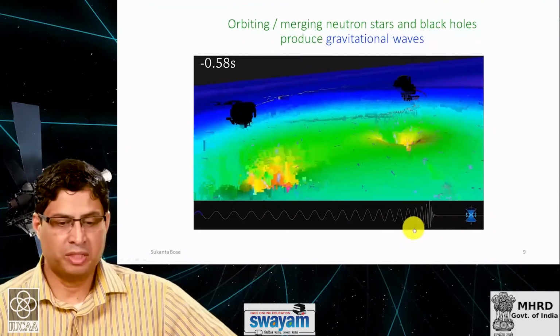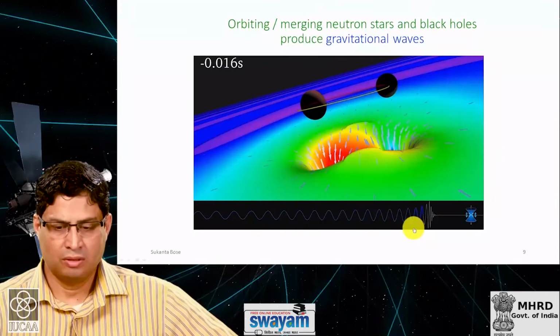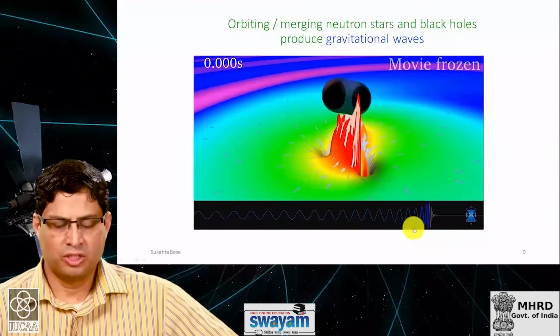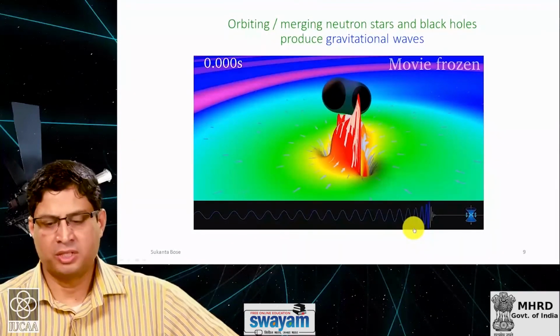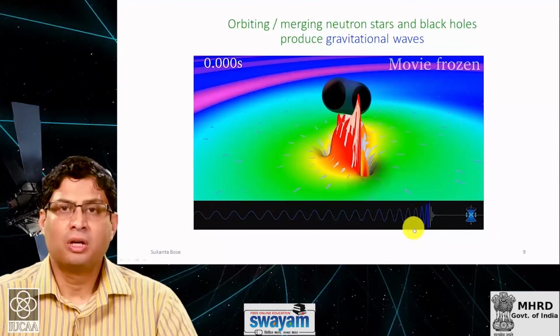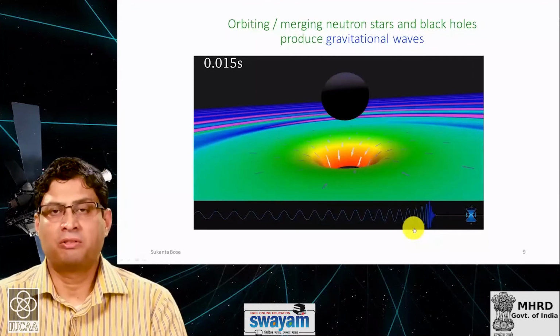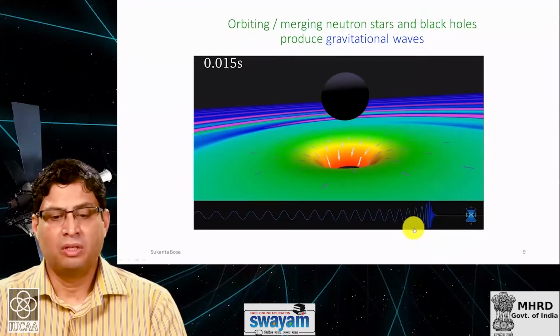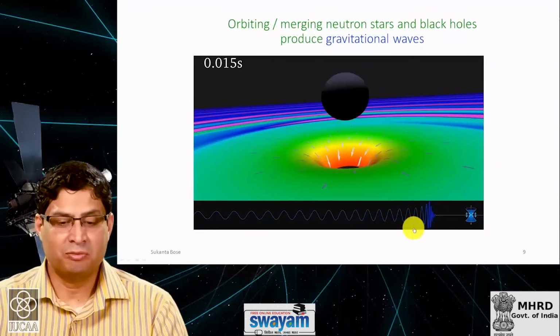So let me wait a bit for this animation to play out completely. This is where the common horizon forms, and then this object rings down to settle into a rotating black hole, and that rotating black hole will not be a Schwarzschild black hole. It will be what is called a Kerr black hole, something we have not discussed here, but that is again an assignment you can take up for further study.